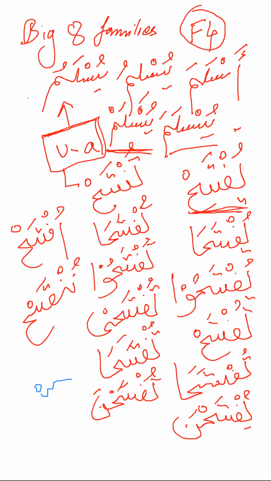Can you repeat that, sister? Sure, no problem. In present tense passive form, the Aslama family, F4, is the same as the small 6 families. Once again, the whole sentence, please. Sure. In present tense passive form, Asfiya, can you write on the board so that we take a screenshot? Sure, no problem at all.